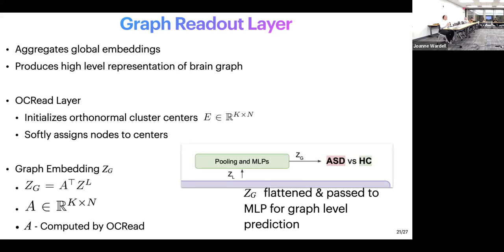So they use this OC read layer, which initializes orthonormal cluster centers and then softly assigns nodes to those centers. What that does is it learns a graph embedding, ZG, and ZG is just the combination of this matrix multiplication with this matrix A, and A is the assignment matrix that's learned by the OC read computation that happens in this OC read graph readout layer. So once we find this ZG, it's flattened and then passed to the MLP for the graph-level predictions.